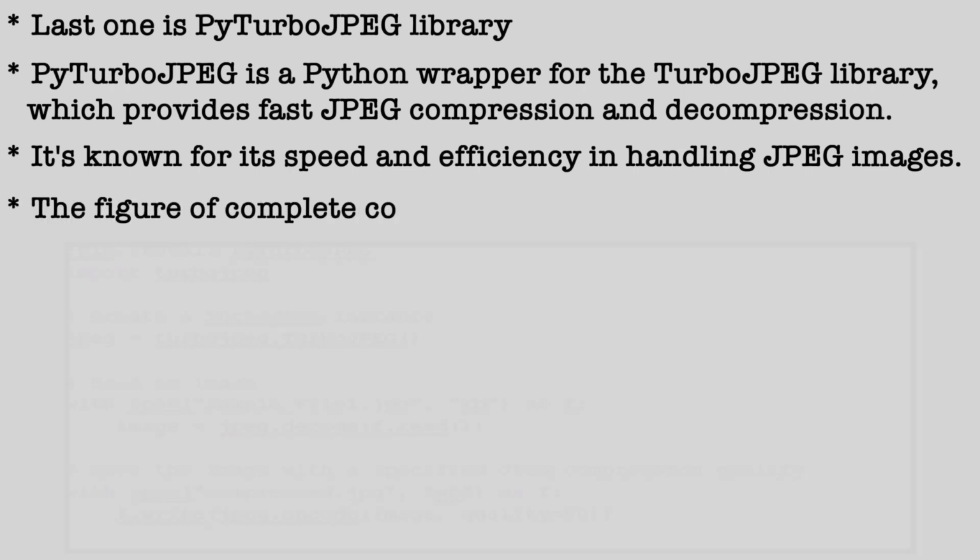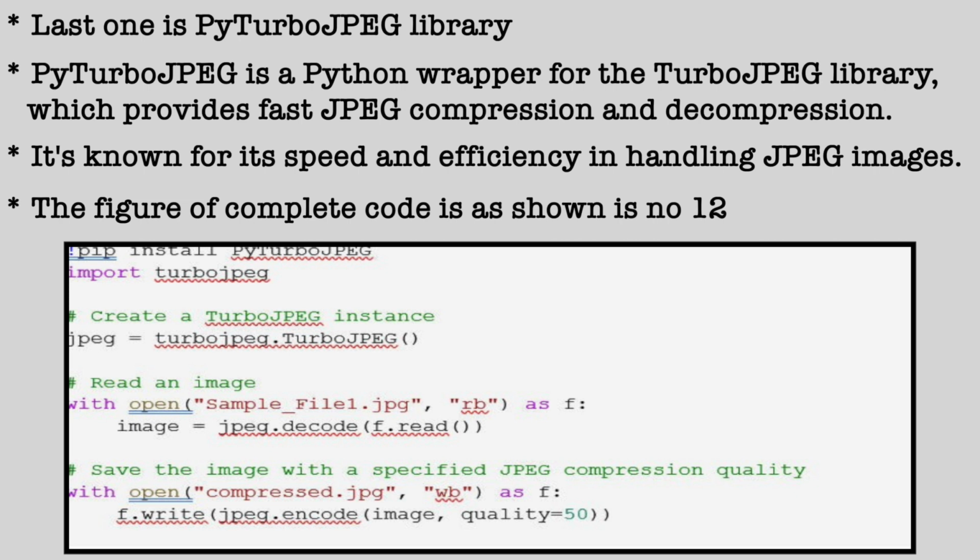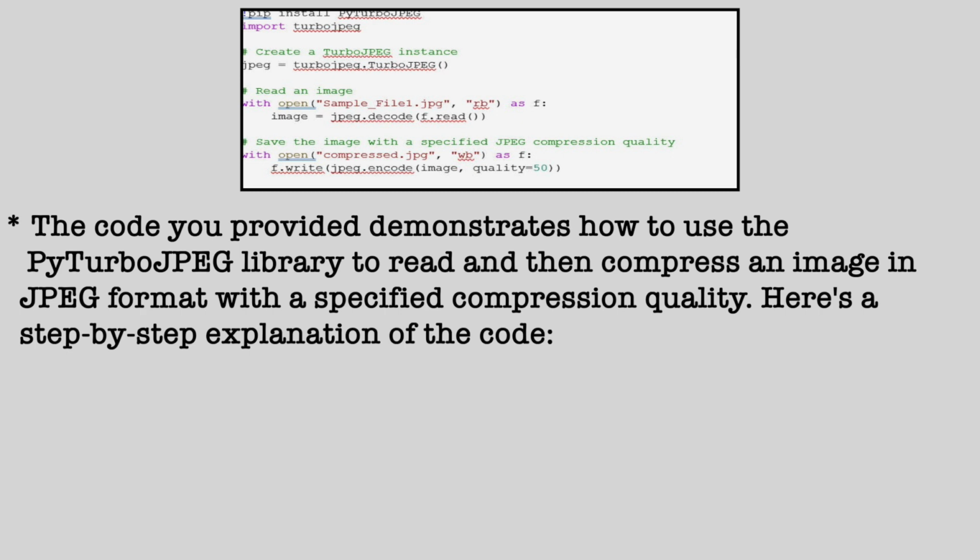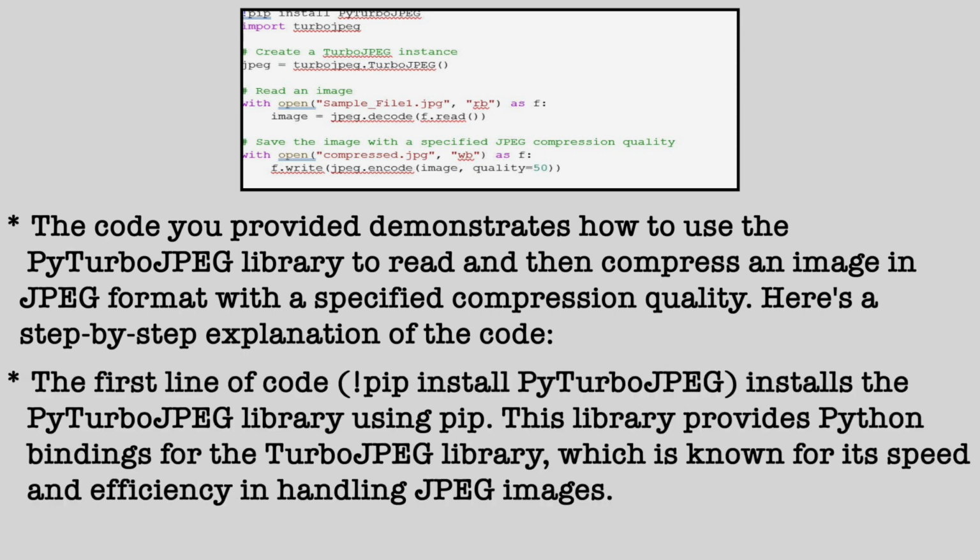Figure number 12 shows the complete code of the compression technique. The code we have provided demonstrates how to use the PyTurboJPEG library to read and then compress an image in JPEG format with a specified compression quality. Here is a step-by-step explanation of the code. The first line of the code is pip install PyTurboJPEG. It installs the PyTurboJPEG library using pip.